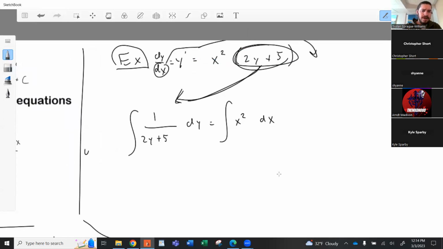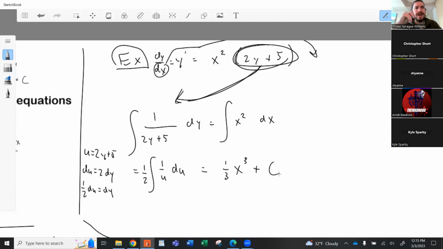We can do a little u sub here. U equals 2y plus 5. So du is 2 dy. And so 1/2 du is dy. So what I can do to make this a du integral is that. Okay.